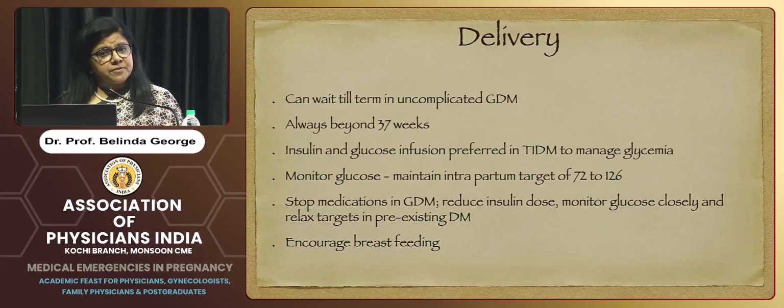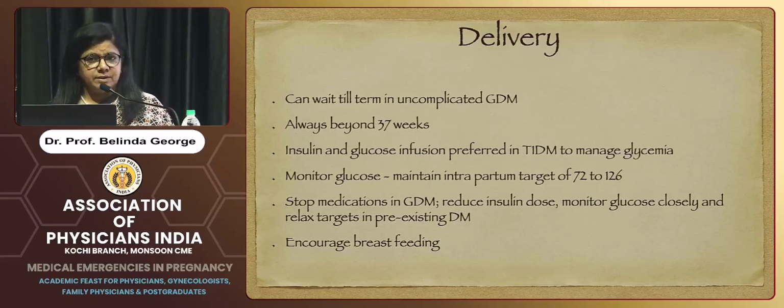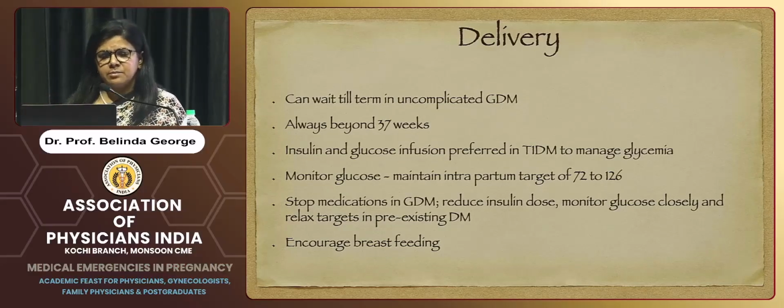labor, we would prefer to give both insulin and glucose simultaneously, particularly in women who have type 1 diabetes, because your target glucose is in a very, very narrow range, 70 to 120, 72 to 126. So in order to maintain that, sometimes if we give continuous infusion of glucose, it may not be enough. We might have to add glucose in the other arm as well.